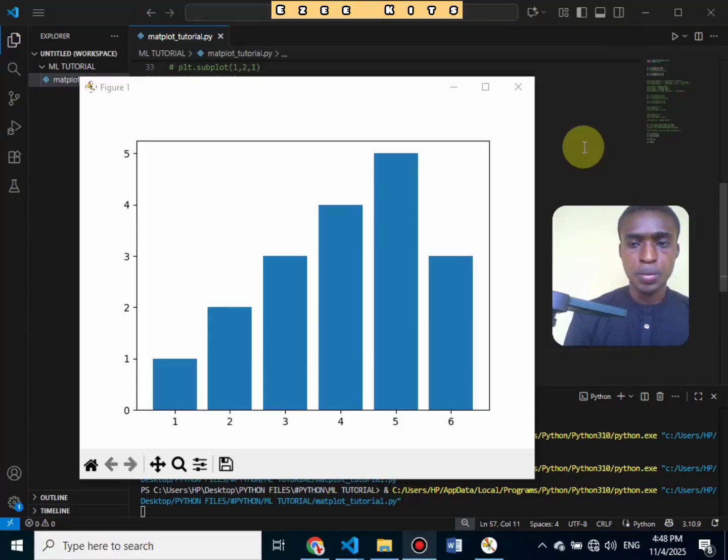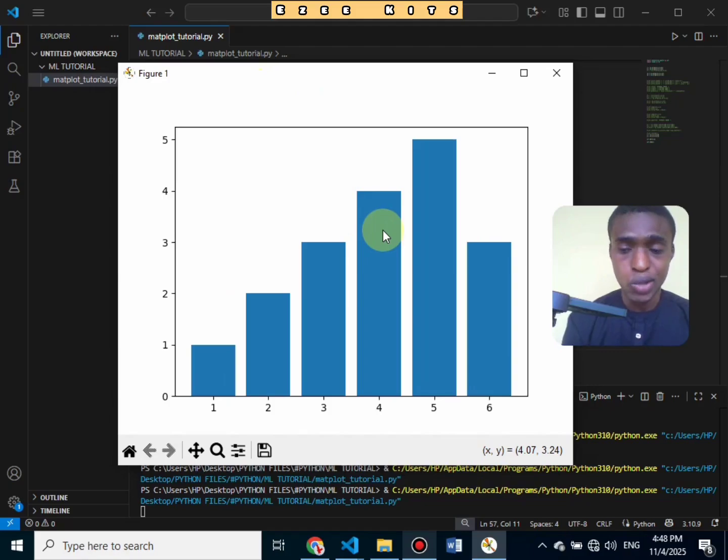So up to this point in our tutorial, we're able to draw the bar chart, which we looked at in our previous video. So in this video, we're going to look at the histogram graph. So what actually is this histogram graph?